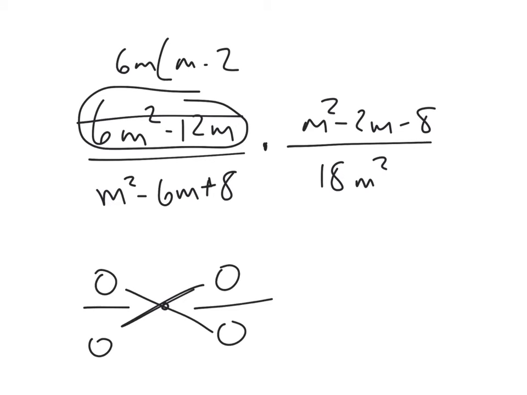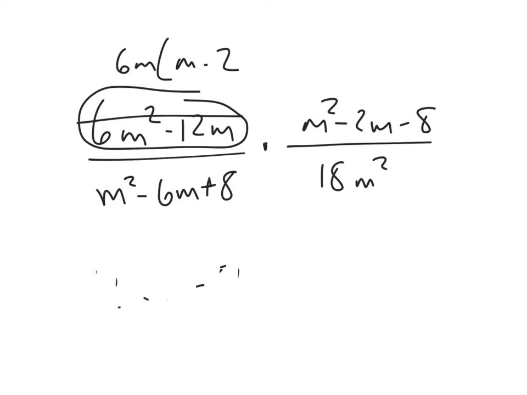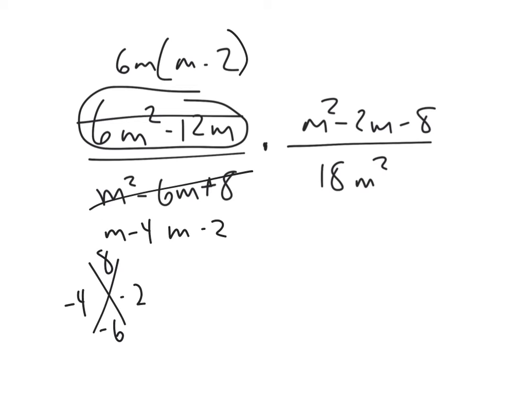Now these two, this guy and this guy, have to be factored using the x, right? So I'm going to erase this stuff down here now. Okay. And we're going to factor this guy down here first. I got 8 and negative 6. So I know my signs have to be the same, so it's going to be negative 4 and negative 2. So this is going to be m minus 4 and m minus 2. Now, already this m minus 2 is going to cancel, isn't it?